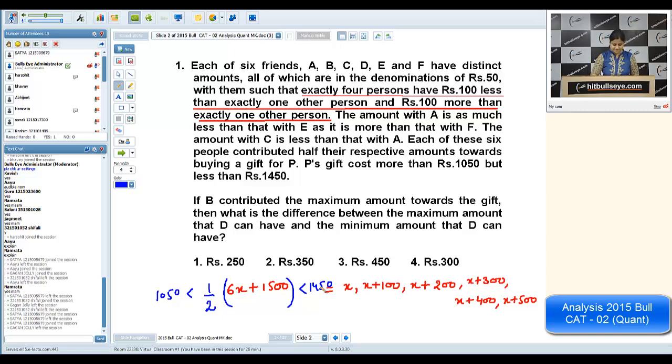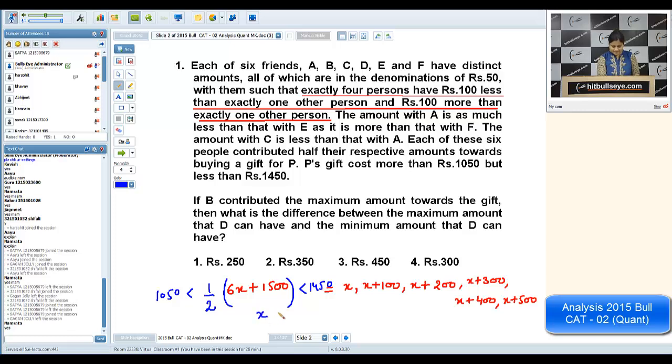If I solve this, X comes out to be only 2 options, 150 and 200, because it was also mentioned that the amount should be a multiple of 50. As you can see, the second line says all of which are in denomination of rupees 50. It means the amount should be a multiple of 50. So I'm considering only 2 multiples in this range, that is 150 and 200. Is it okay? Okay. So if X is 150 and X is 200, I'm getting 2 cases. Corresponding to these 2 cases, now you can answer these questions.